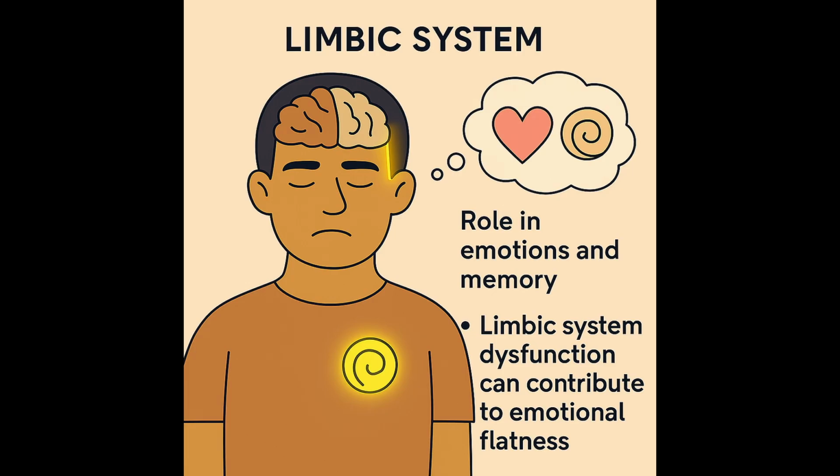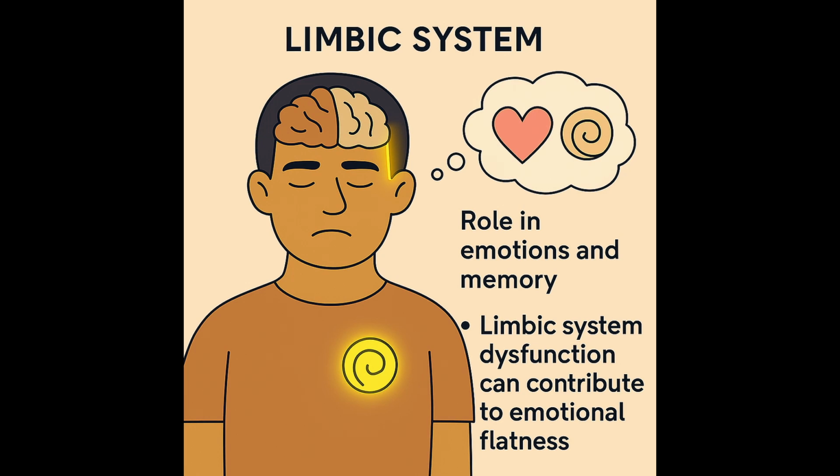Step 5: Limbic system, emotional dysregulation in schizophrenia. The limbic system is a group of brain structures including the amygdala and hippocampus. It plays a vital role in emotions, memory, and emotional responses. In schizophrenia, the limbic system may be overactive or underactive, leading to flat affect, reduced emotional expression, unstable mood, sudden shifts in emotion.